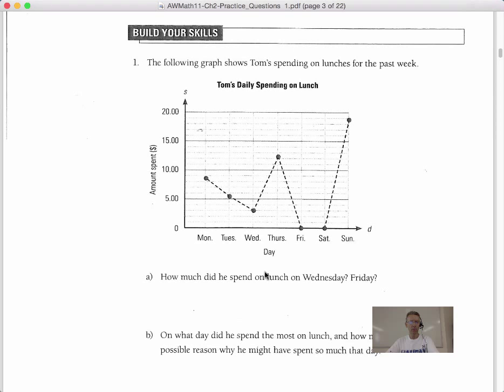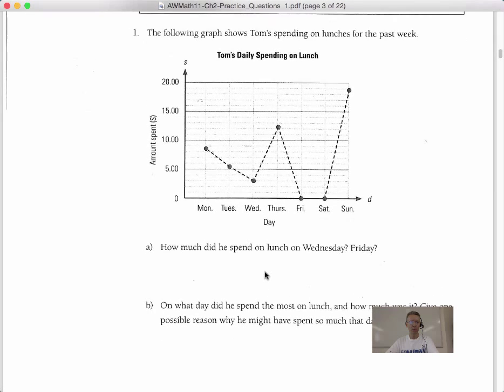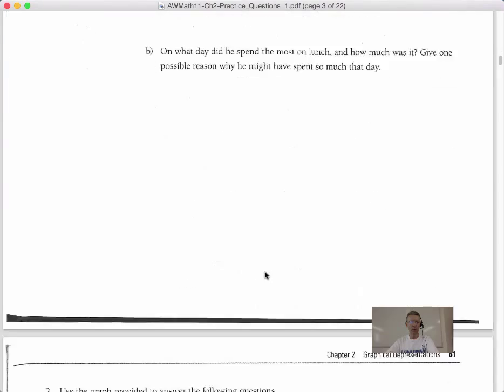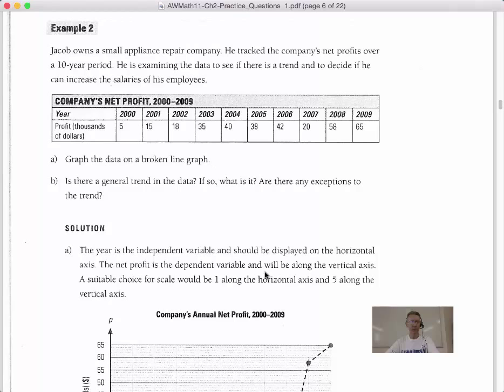Okay, so you might want to practice one of these. It's pretty straightforward. And let's go on to the next example, number 2. Jacob owns a small appliance repair company. He tracked the company's net profits over a 10-year period. He's examining the data to see if there's a trend and decide if he can increase the salaries of his employees. So we have this data right here of the 10 years.